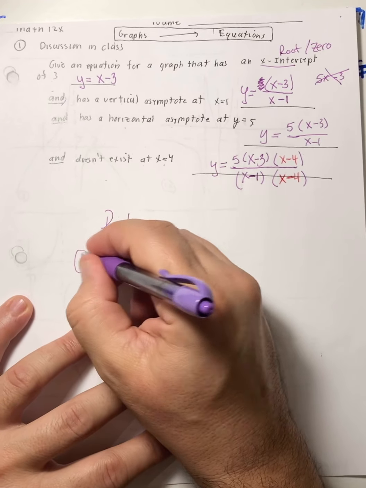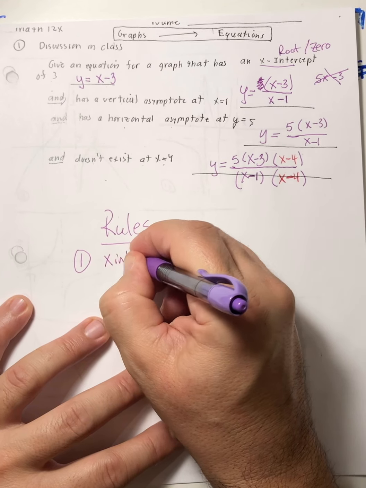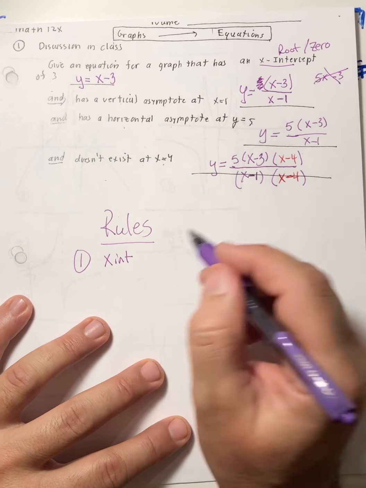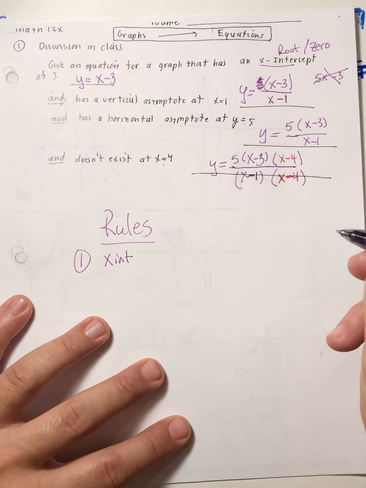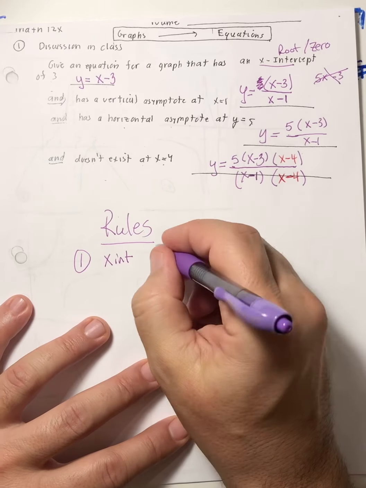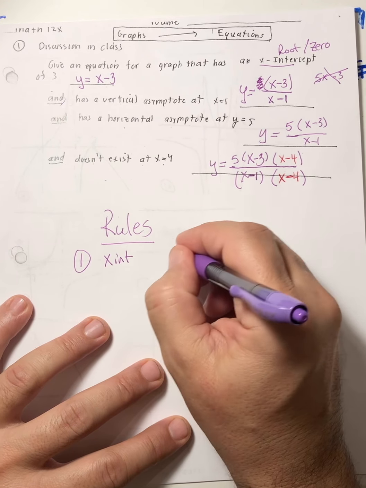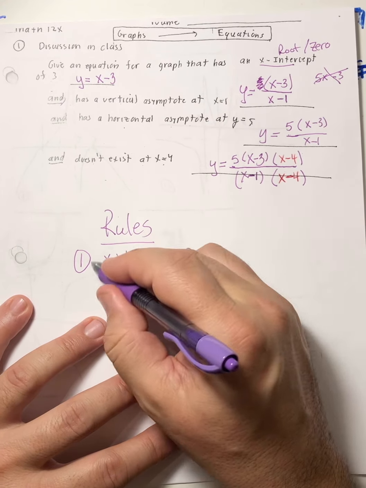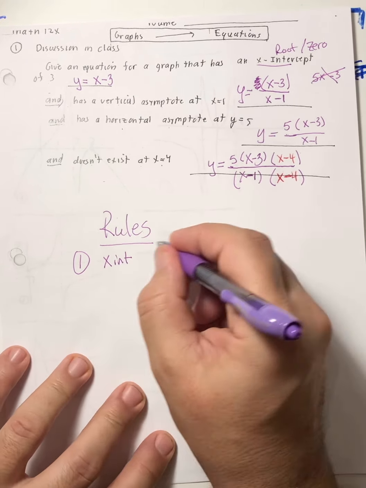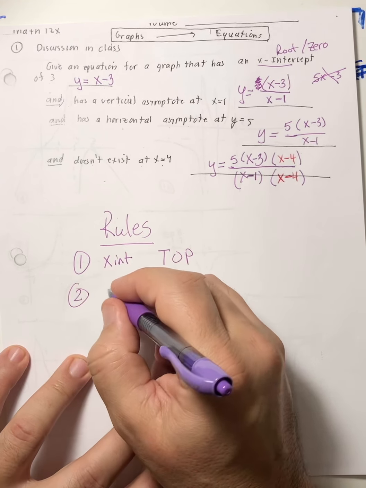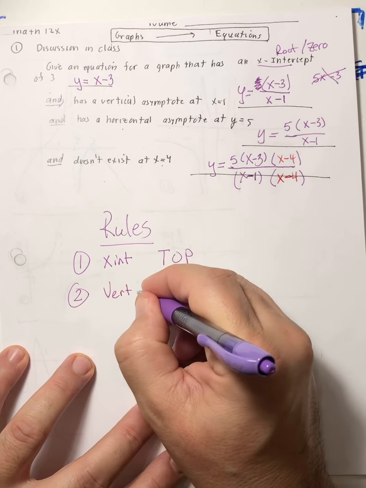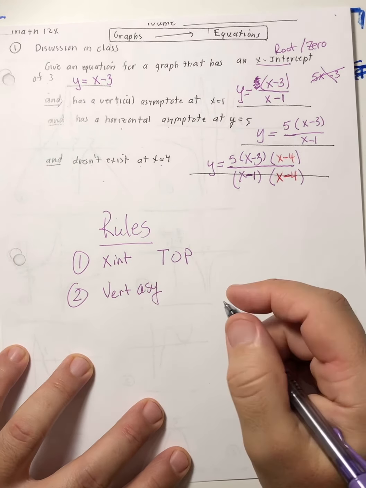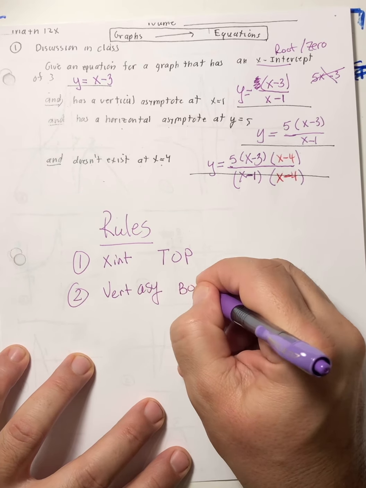Rule 1, x-intercept. When I'm looking at an equation, we look for the x-intercept. Where does the x-intercept go in the fraction? Remember, everything's about fractions. They go at the top. Remember, these are rational equations, so the x-intercepts are at the top. Rule 2, vertical asymptote. Then the next thing we do is take care of the vertical asymptote, because that finishes out the basis of the fraction. That's at the bottom.